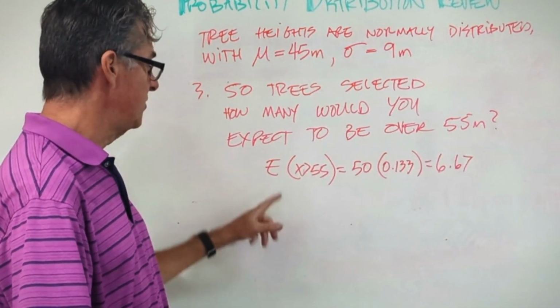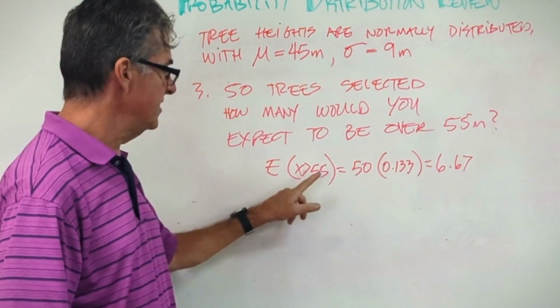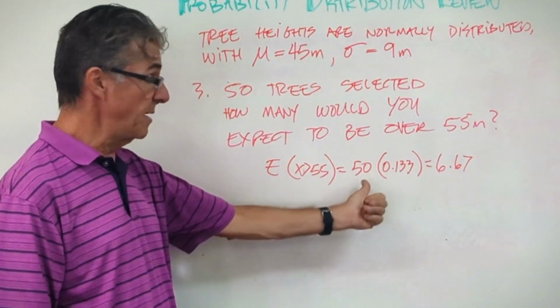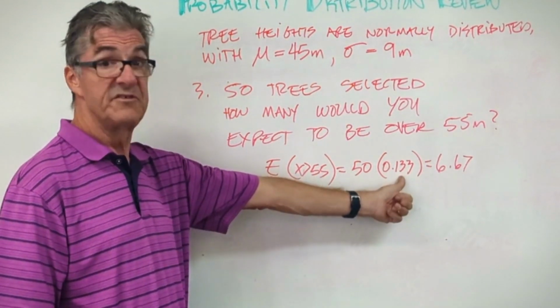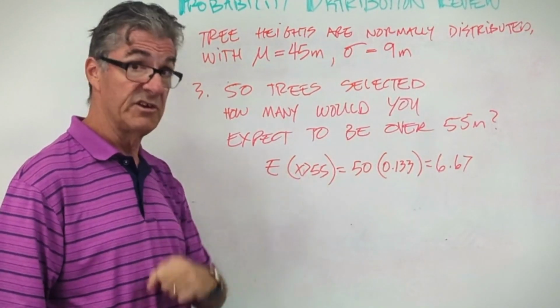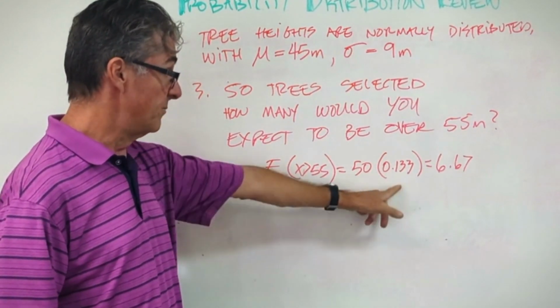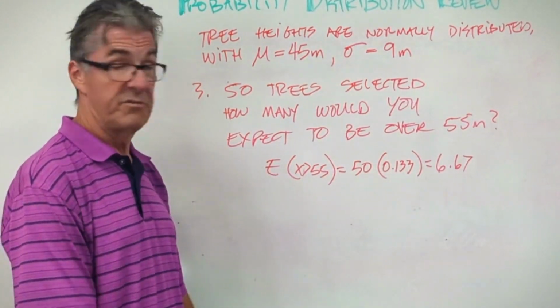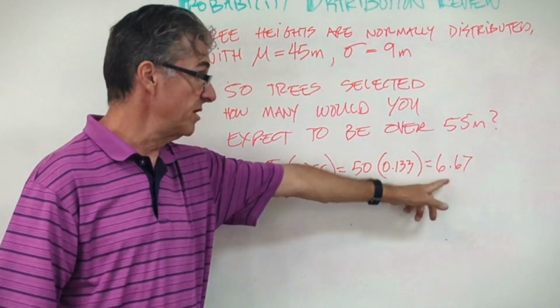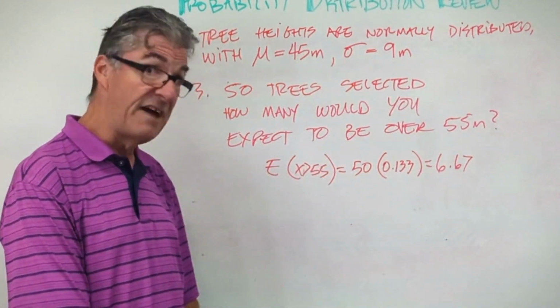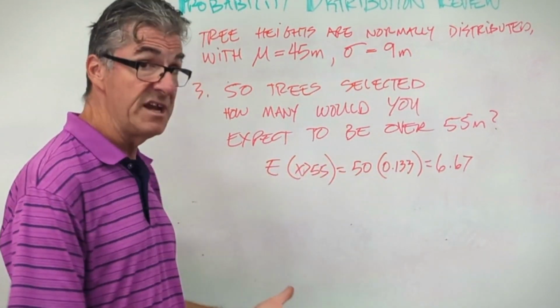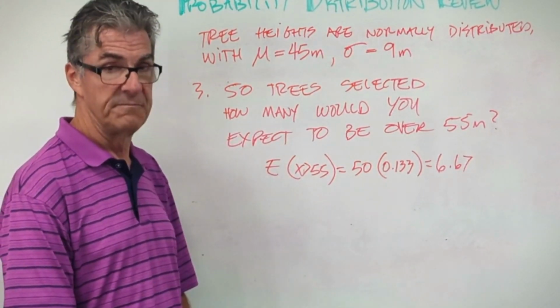All right, so for this one, find the expected for x being greater than 55. This is going to be the number of trials times the probability of success. So each time we select a random tree, that's a trial, and then the probability of getting that success is 0.133. So just 50 times 0.133, which is 6.67 trees. So that would be the expected value for this problem.